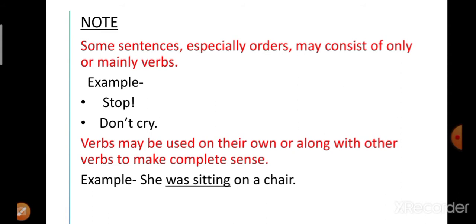Verbs may be used on their own or along with other verbs to make complete sentences. For example, she was sitting on a chair. Sitting is here a main verb, but with sitting we have to use the word was, and with the help of was, we are able to complete the sentence. If we write it like this, she is sitting on a chair, hmm, the sentence will not be complete. But when we write it as she was sitting on a chair, then that sentence will be correct. So this is an important note which we have to take care of.